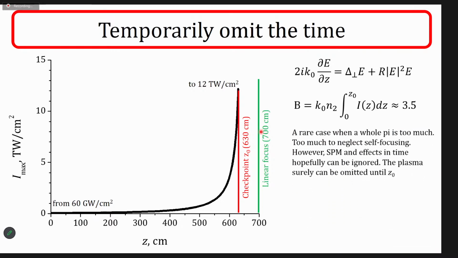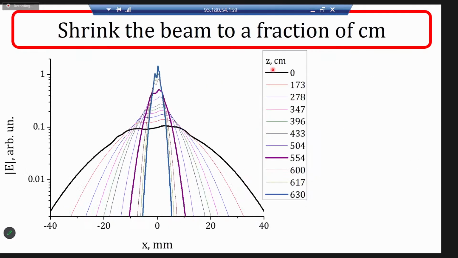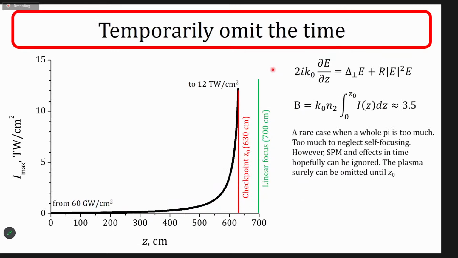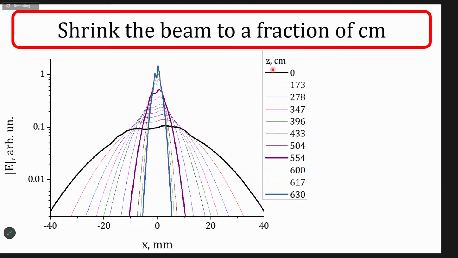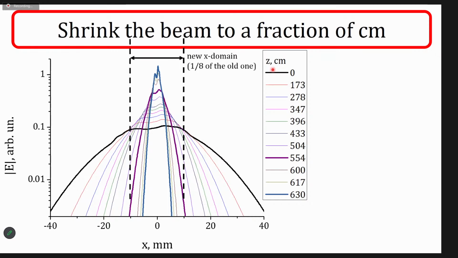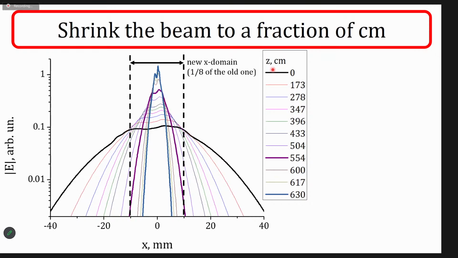But so this path must be simulated considering the Kerr effect. And when we go with only the Kerr effect and diffraction through 6 meters, the beam is shrunk, and then we can leave out the background, leave out the large grid in space, and take 1/8 of the grid to simulate the time.